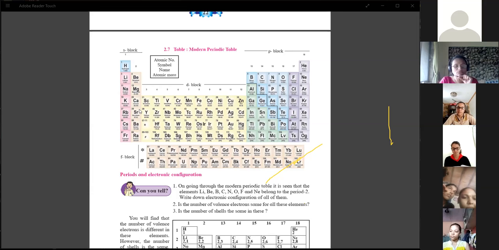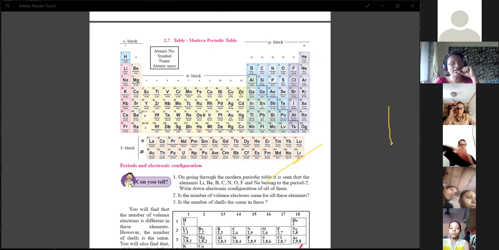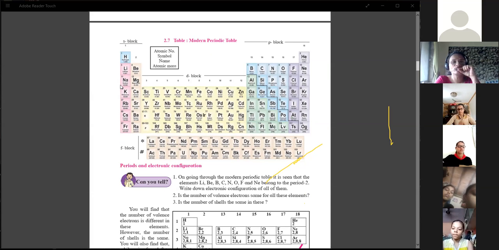Now turn the page and come to page number 26. The next topic is metallic and non-metallic character. Use your brain power. Some questions are asked according to our concept. Look at the elements of the third period. Which is the third period? This one. Classify them into metals and non-metals.